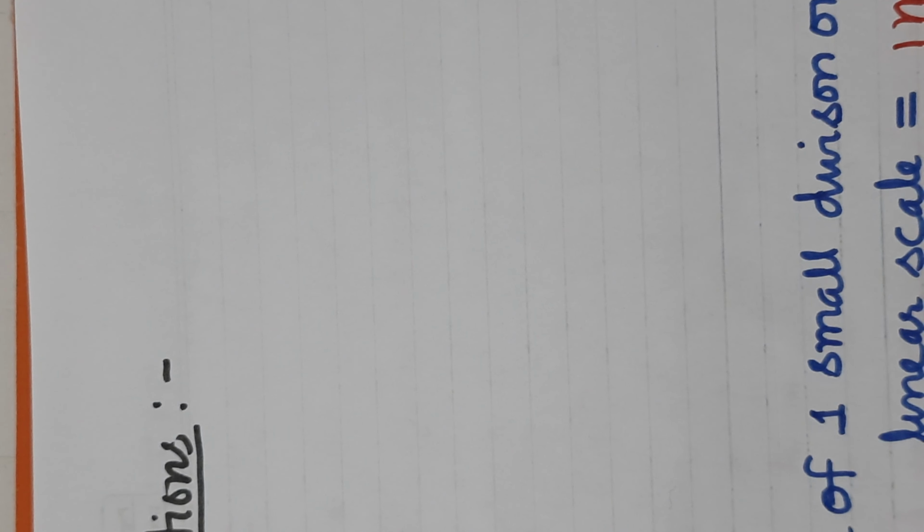So see here, how many circular scale divisions are there? 100. The least count is the pitch upon the number of circular scale divisions, 1 mm upon 100, that is equal to 0.01 mm. It's clear? Meaning in centimeter, 0.001 centimeter. It is clear?